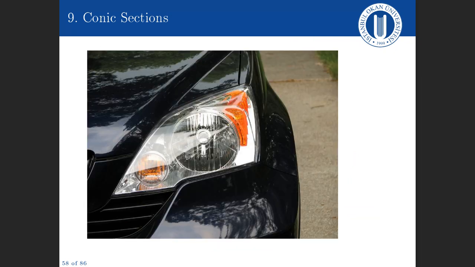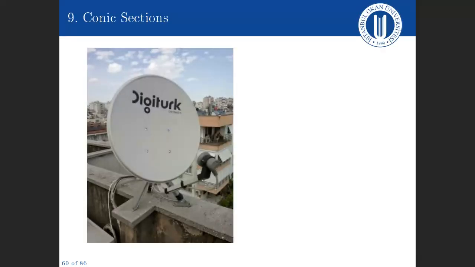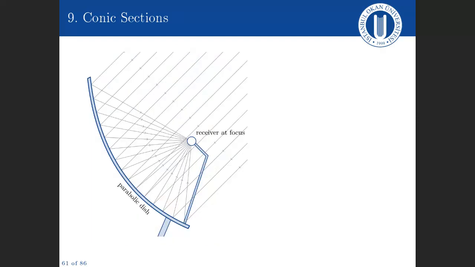And that's useful, for example, in car headlights. In a car headlight, we put a light at the focus of the parabola and then we put a mirror which is shaped like a parabola. Or it's useful on satellite dishes. What we do is we put the receiver at the focus. We have our satellite up in orbit, which is beaming our television signal down. The signal hits the parabolic dish and then it's reflected to the receiver.